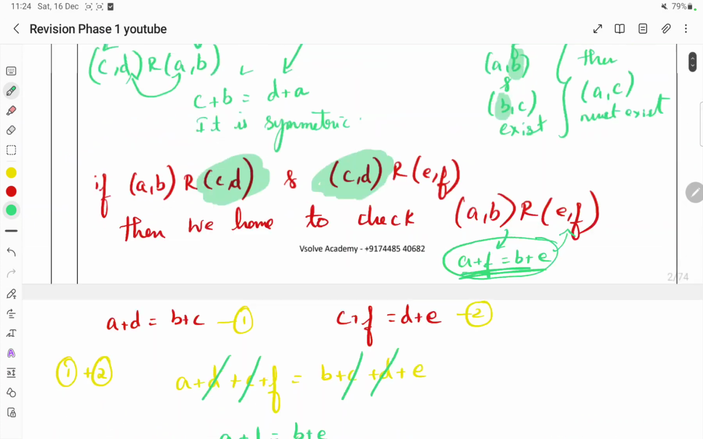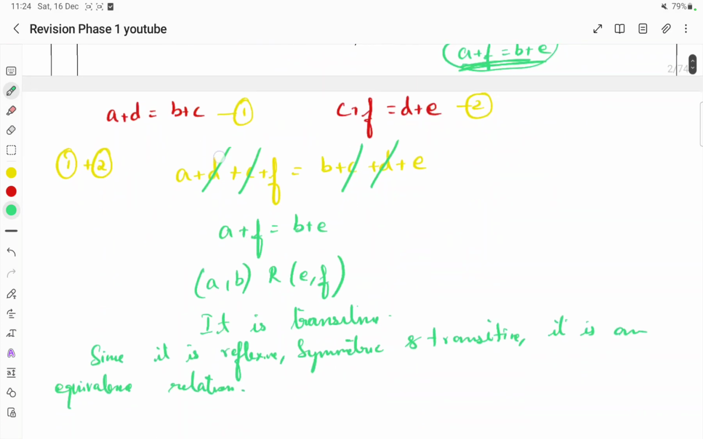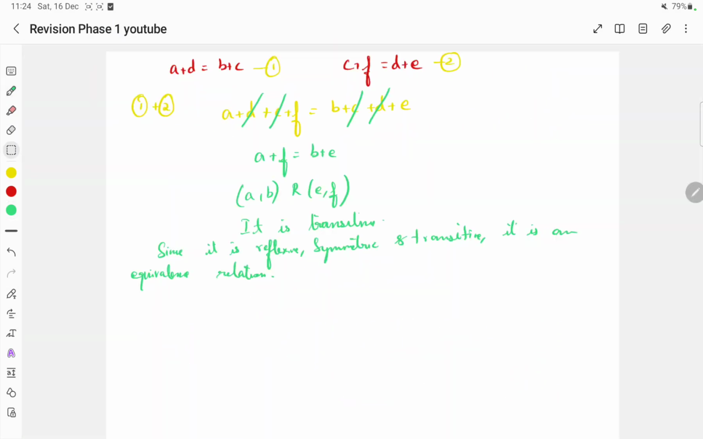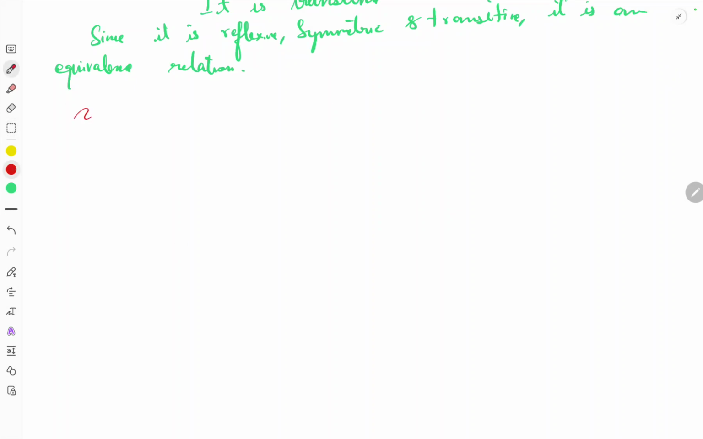So next, what they are asking here is to also obtain the equivalence class of the ordered pair (2, 5). So we have to find the equivalence class for this. First we will see what an equivalence class is. Suppose I ask for the equivalence class of A for any set. So the equivalence class is a set first.